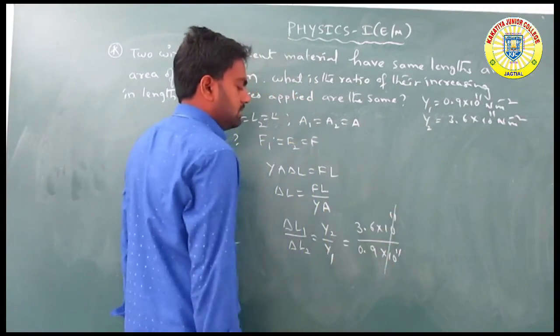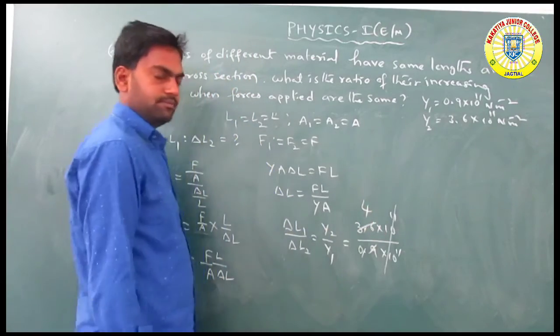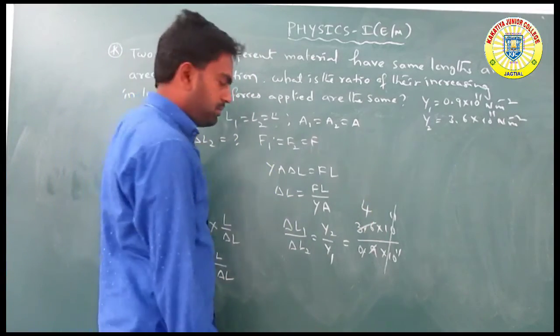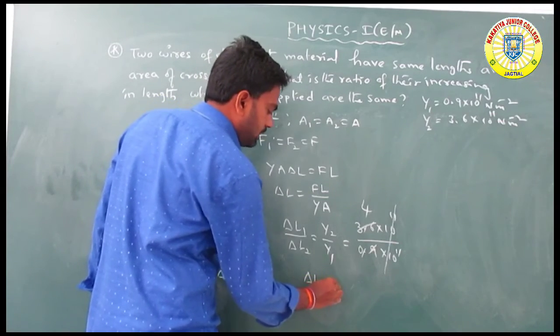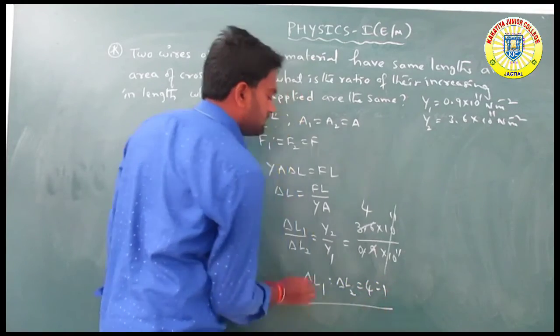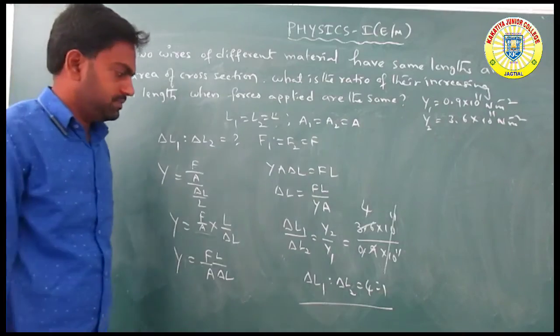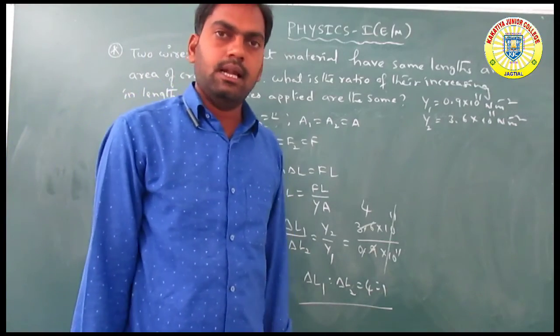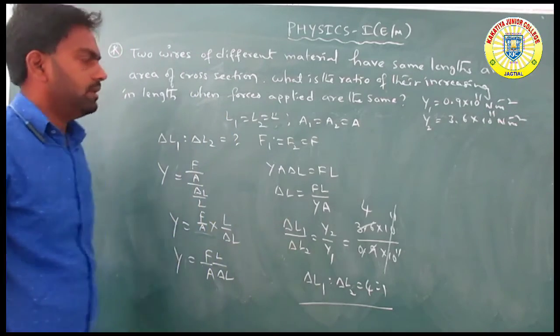So the powers of ten cancel, and the decimal points also cancel, so 36 by 9 is 4. Okay, got it. So delta L1 is to delta L2 is equal to 4 is to 1. That is the increase in length, or the extension of the length. So delta L1 is to delta L2 is 4 is to 1. Got it. So this is a very important problem.